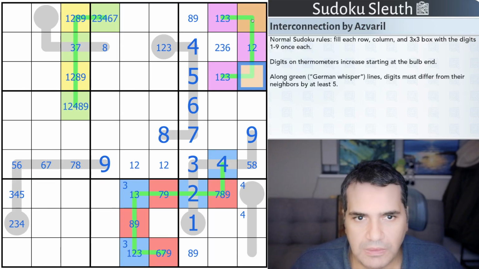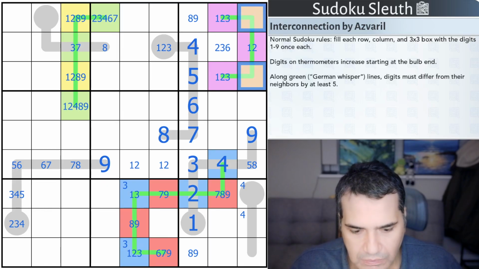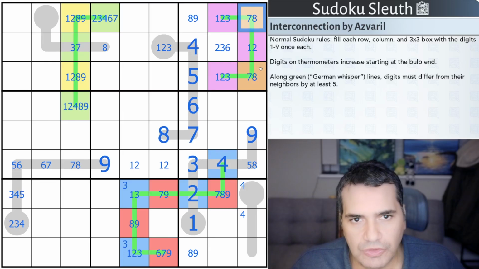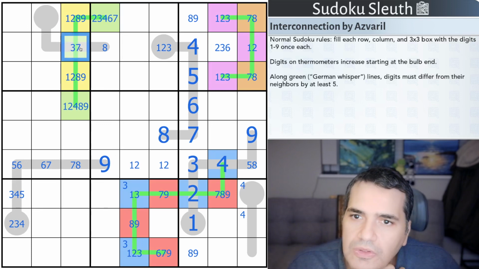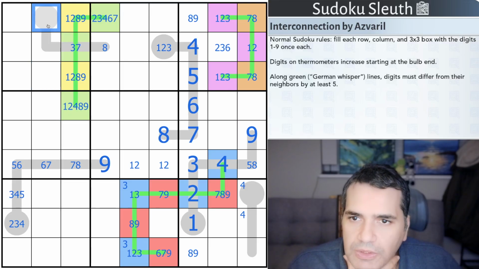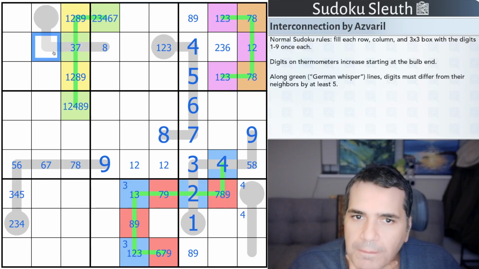So that would be 7, 8. I couldn't use the 6. That would be the 6. In fact, actually, I didn't fully pencil mark this thermometer. I'm kind of wondering if that was a good idea.